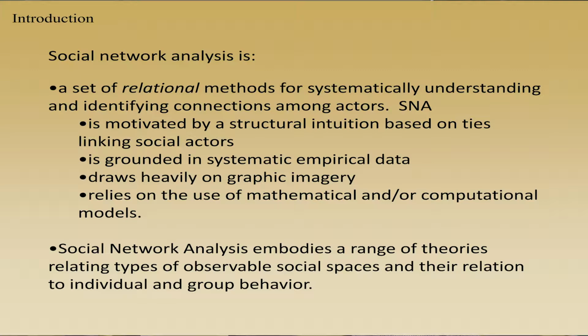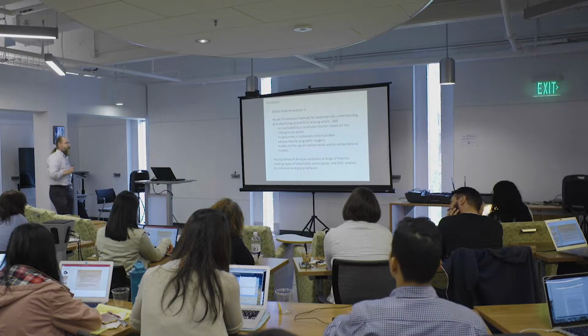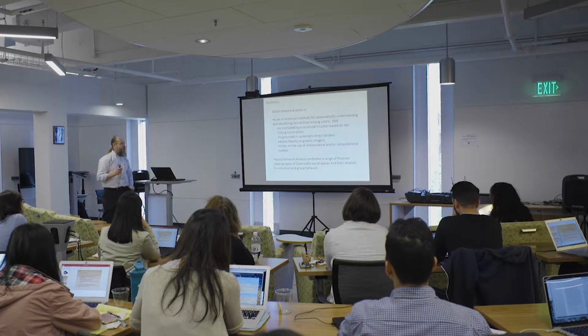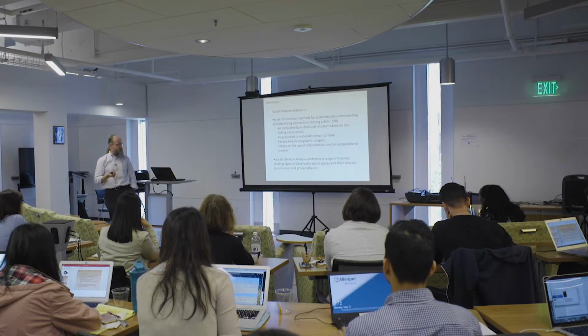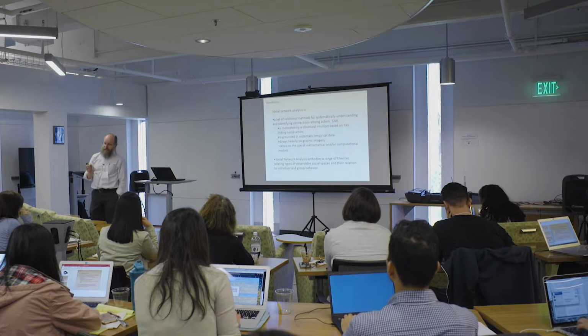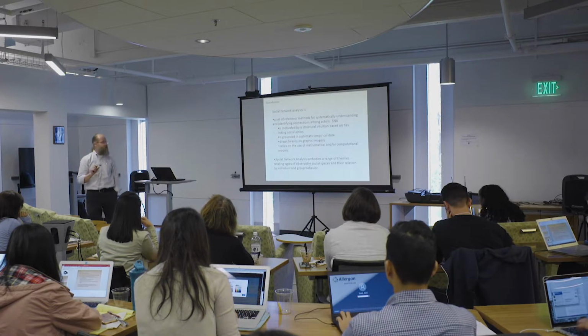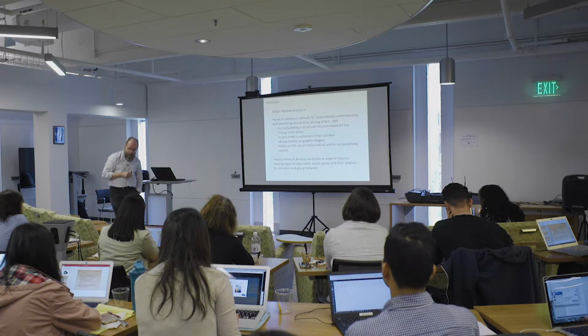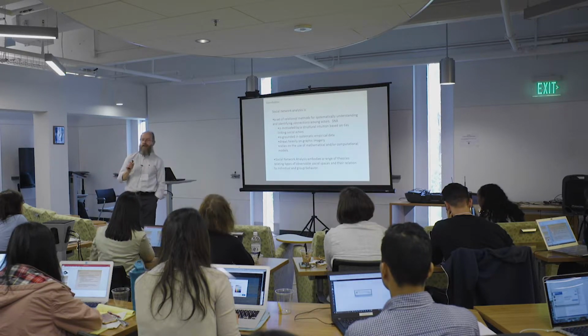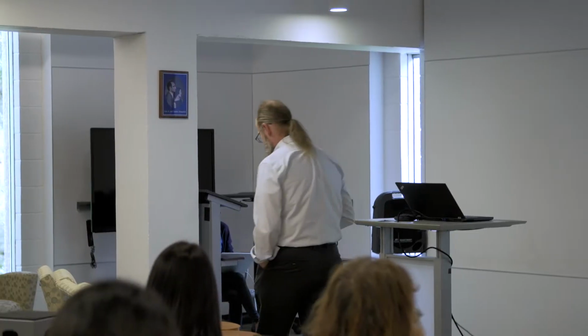It's a set of relational methods for systematically understanding and identifying the connections among actors. It's motivated by this structural intuition based on ties linking actors. It's grounded in systematic data. It's a largely mathematical set of tools. It's basically applied graph theory. It uses a lot of graphical imagery. It's not accidental that we're trying to make the invisible visible in a world like that. These sociograms and visualizations help a lot.